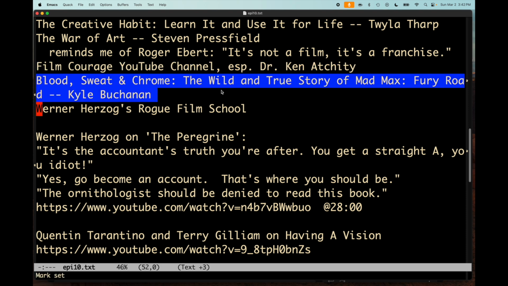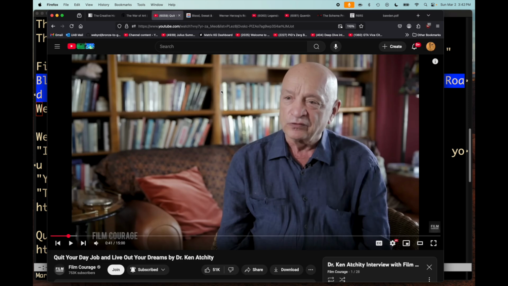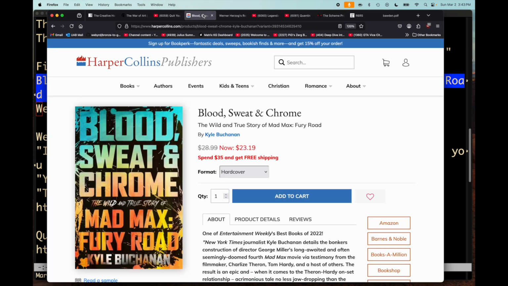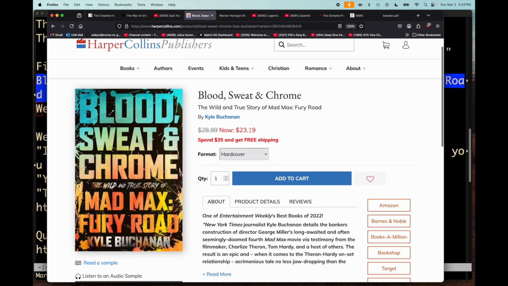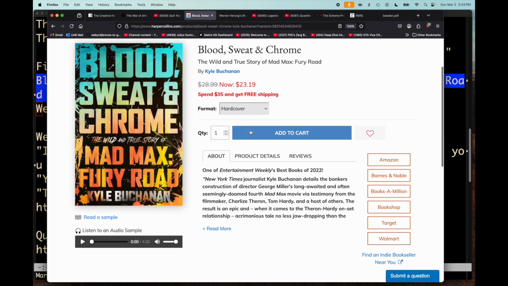And then here's a book that I read that I just found was really interesting. So, like I said, I find it really interesting. Like, how do things that people respond to, or that I respond to, how is that created? And so here's this book, Blood, Sweat, and Chrome: The Wild and True Story of Mad Max: Fury Road by Kyle Buchanan.